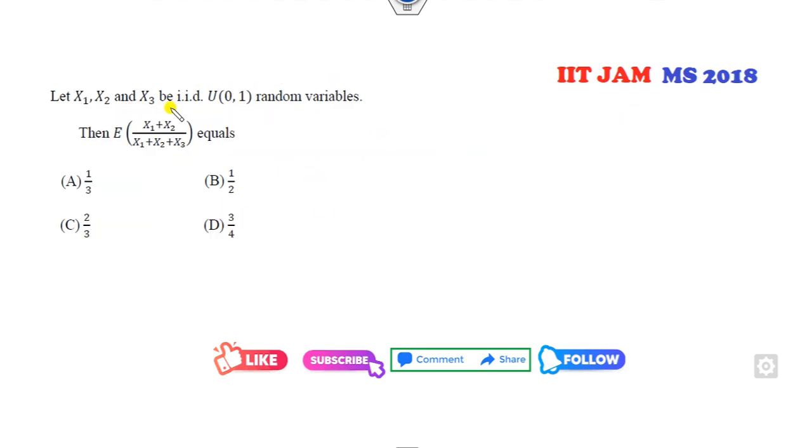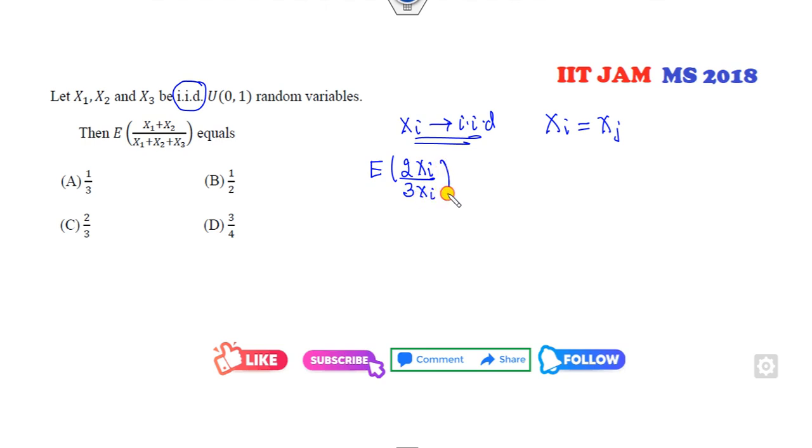Okay, the xi are IID distributions and the mean of this. That's very simple, because each of the xi's are my IID. That means each behaves the same. So if I replace them here, it is my 2 xi's divided by 3 xi's. It will be E of 2 over 3. So E of 2 over 3 is simply 2 over 3, which is the right answer.